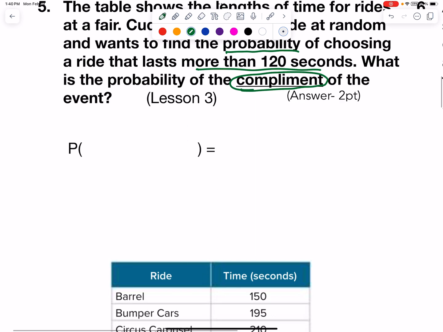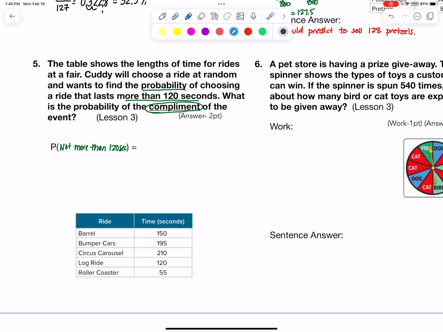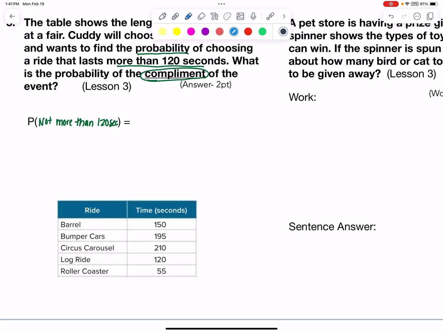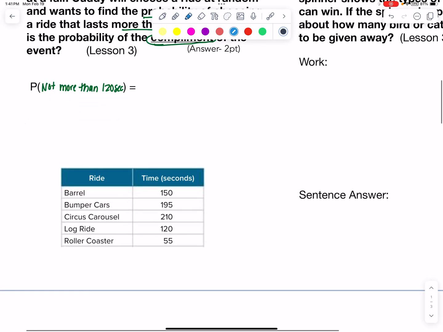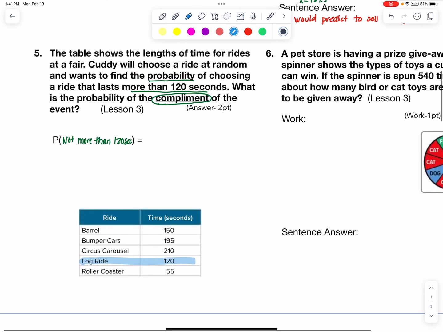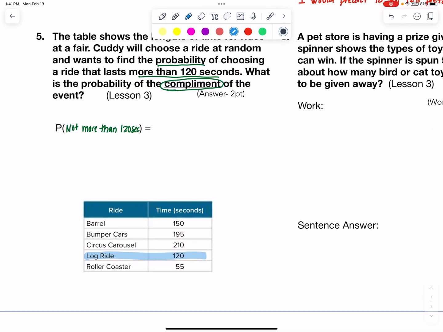So right now I'm going to write that. So not more than 120 seconds. Okay, so let's go ahead and highlight all the things that are not more than 120, which includes 120. Okay, so because 120 is not more than 120, it's exactly 120. So that's the one tricky one you got to be careful with there. Okay, so less than or equal to 120.